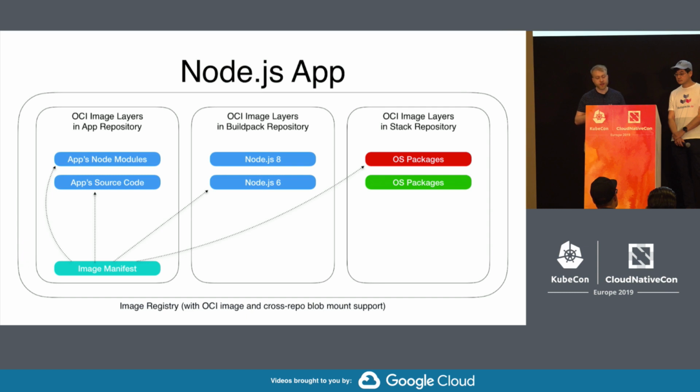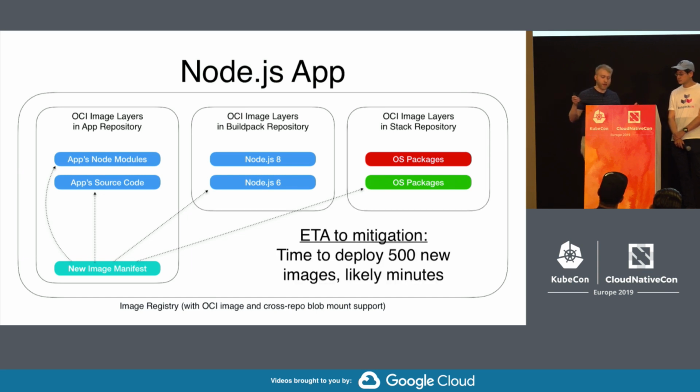We upload a single copy of the new operating system packages to the whole registry once for maybe 500 apps, and then we make a small metadata change to the manifest for all of these 500 images to point to that new layer. And we can do this for 500 images in a few minutes, or even less if you do it in parallel.